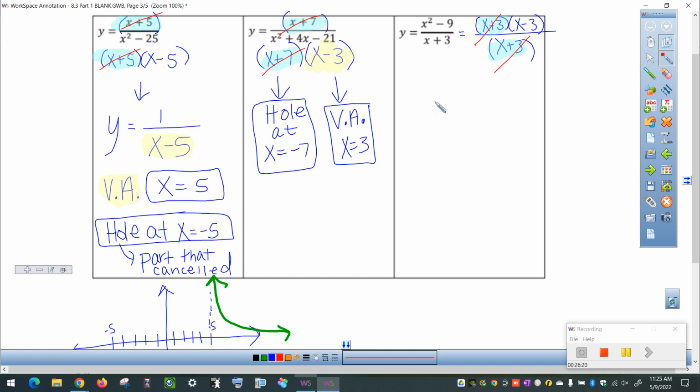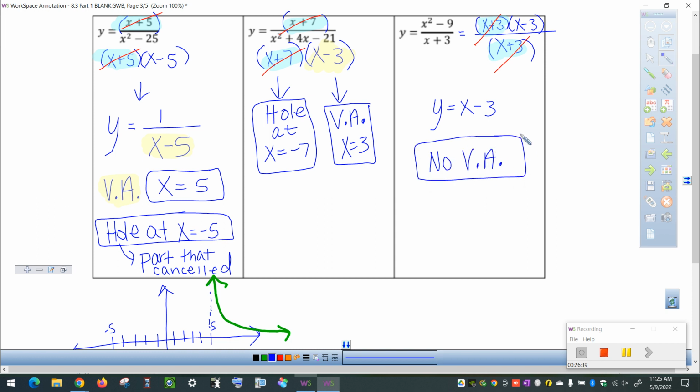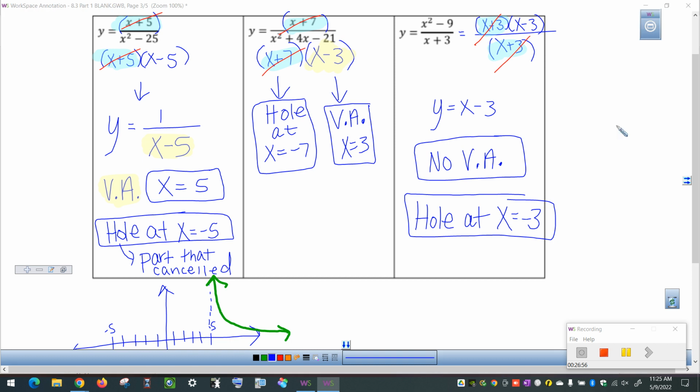And so that's going to be able to cancel out with the x plus 3 on the top. And so the simplified form of this is not a rational function anymore. It's just y equals x minus 3. And that's actually just the equation for a regular line. There's not going to be a vertical asymptote on this one because in the simplified form, we don't have a denominator anymore. We don't even have a possibility for the denominator to be 0. But we do have a hole, and it's going to correspond to the x value that would have made the denominator 0 for the part that we canceled. So we have a hole at negative 3.